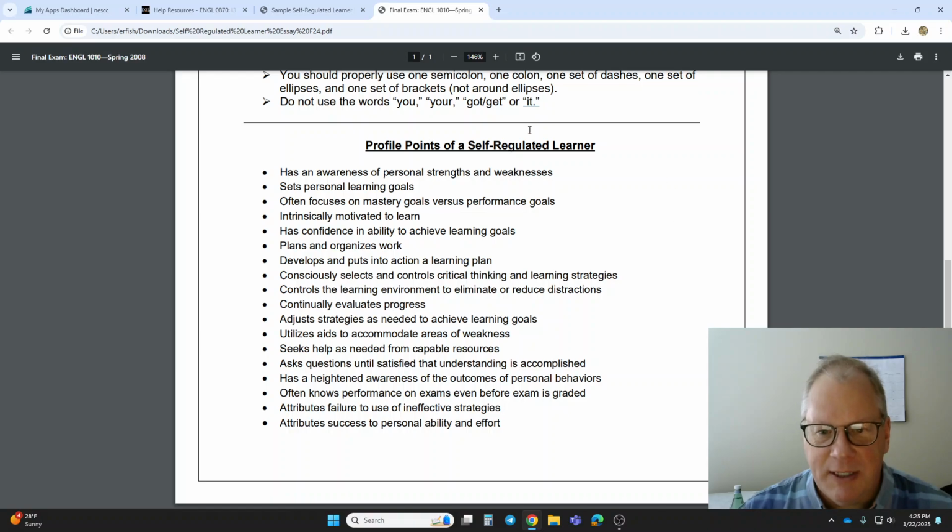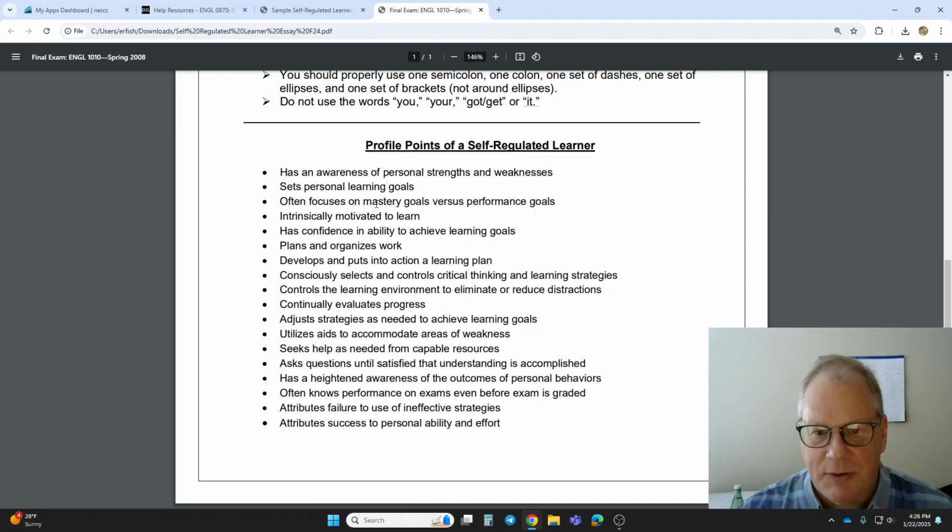The profile points are given on the assignment sheet. If you have a good memory, you'll realize this comes straight from the last page of the reading for journal number 3, where you're reading about self-regulated learning. But you're going to pick any three of these. Which three you pick is up to you. And it just depends on who you are as a student and what you might need to work on or why you're really good at certain things. Probably nobody's perfect at all of these. So it just depends on who you are and how you want to do this.